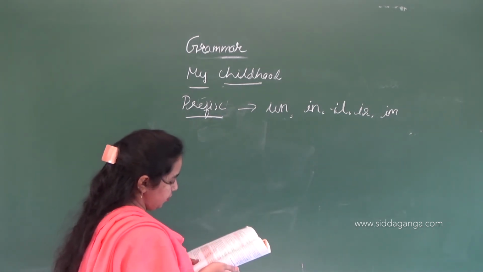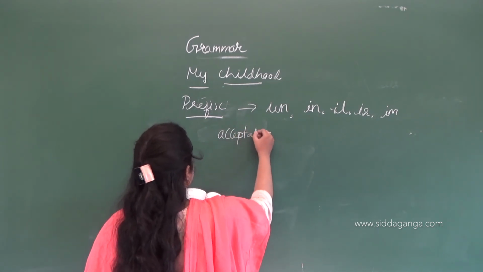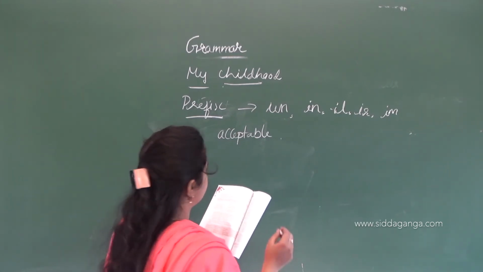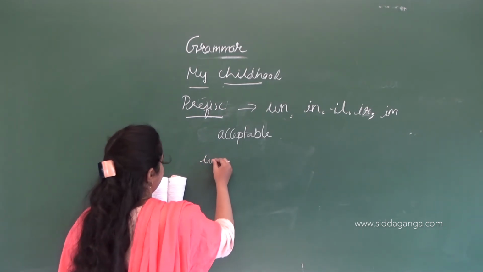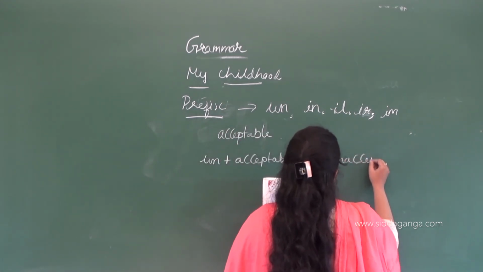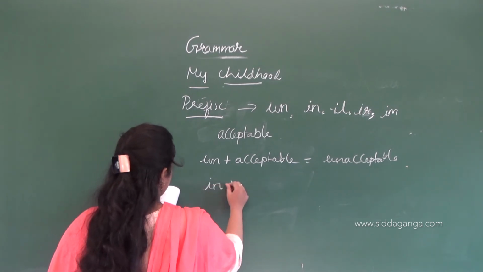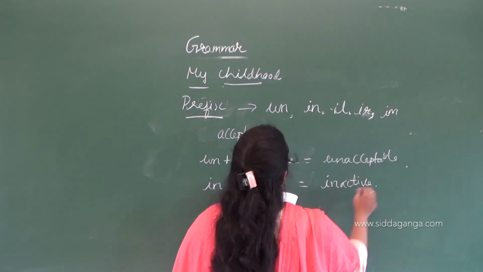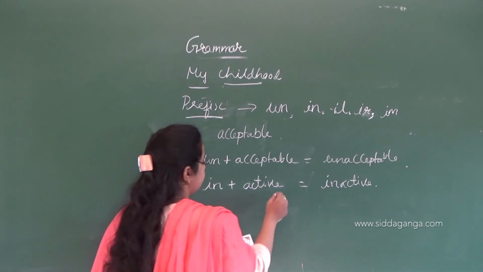Okay, so now how are you going to do this? First I want to use acceptable. Which is the right prefix for this? Inacceptable, unacceptable, ill-acceptable? The right one is un plus acceptable, that is unacceptable. This is the answer. And then in plus active: not unactive, but inactive. So the right one is inactive.